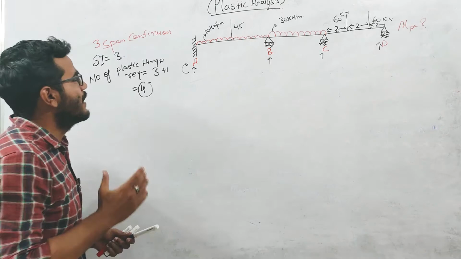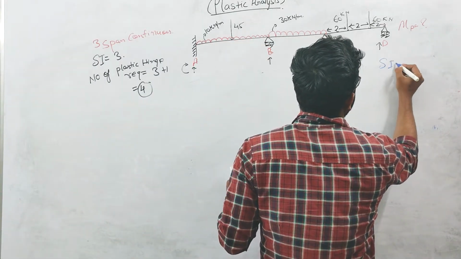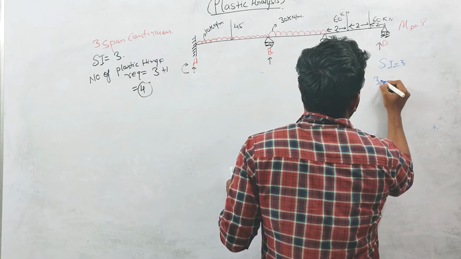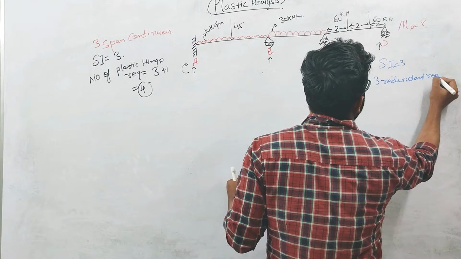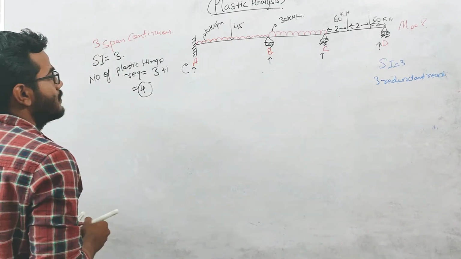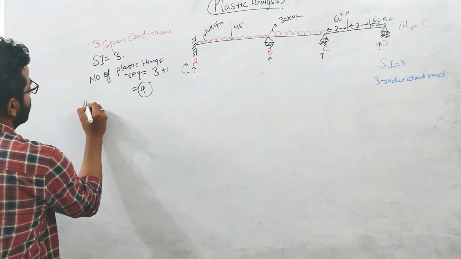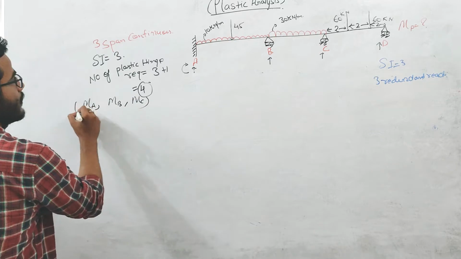So now you can see that the static indeterminacy of this beam is 3. So 3 redundant reactions will be there. So I am taking MA as one redundant, MB and MC.